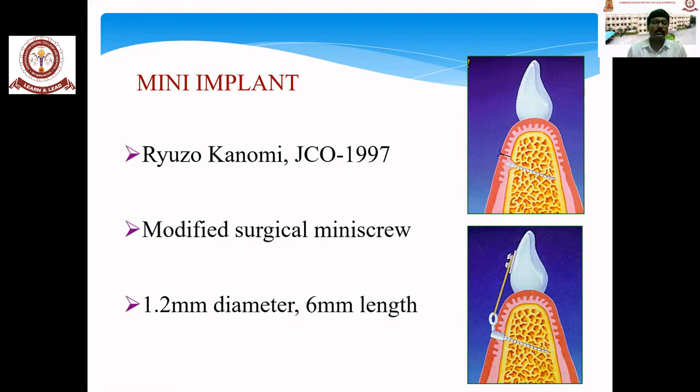So the mini implant was given by Kanomi in 1997. It is just a simple modified surgical mini screw. The surgical screw which is being used to fix the plate was modified, and it has a diameter of about 1.2 millimeter and a length of about 6 millimeter. The length was pretty short with the mini implant.